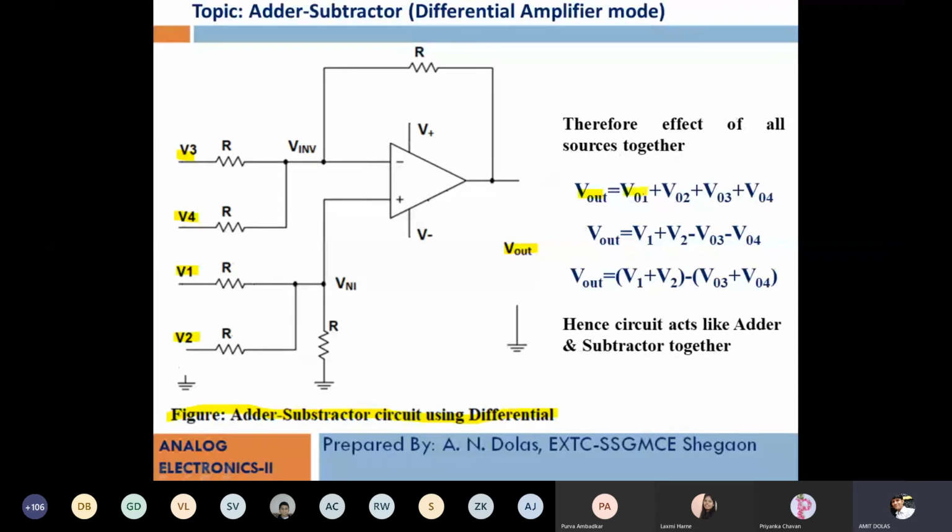Putting all the values here, V01 is V1, plus V2, minus V3, minus V4. Taking the minus sign outside, you can see the final output V out is V1 plus V2 minus of V3 plus V4. So you can see addition is performed on V1 plus V2, here also addition is performed on V3 plus V4, and here subtraction is performed. Hence, this is an adder as well as a subtractor together.